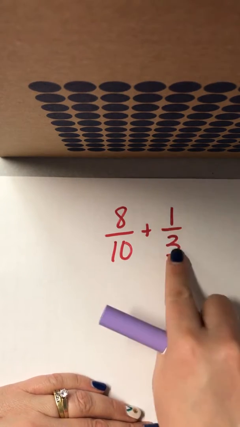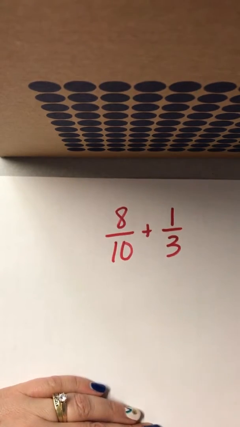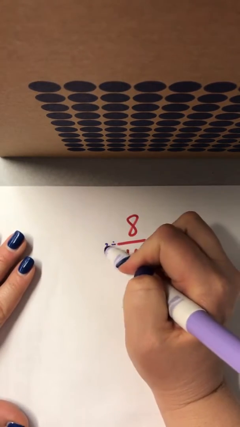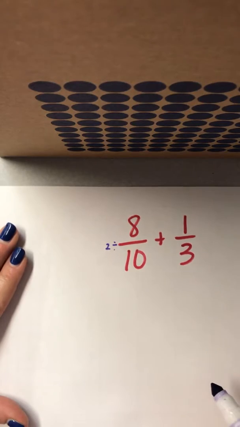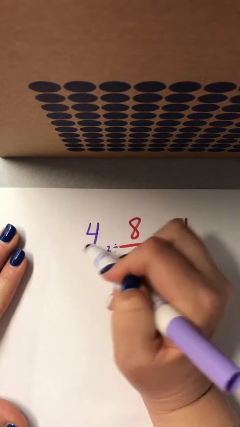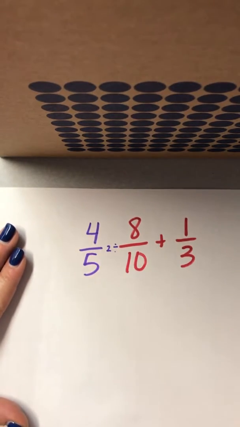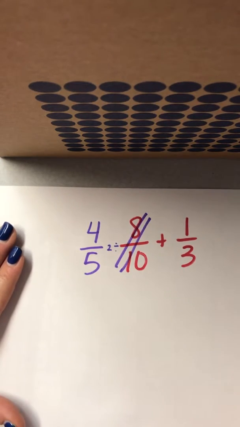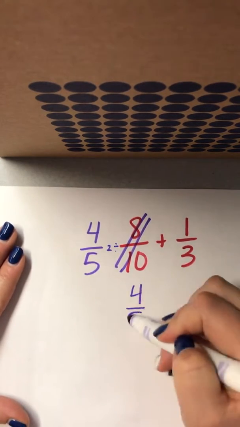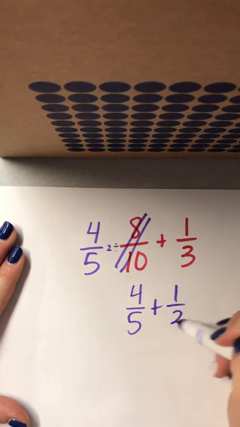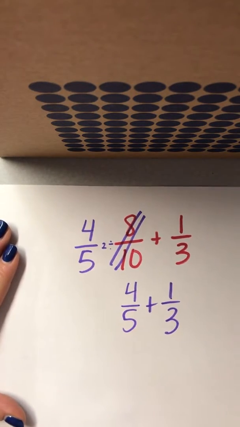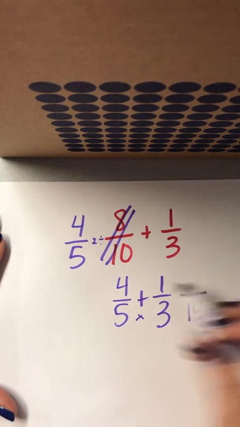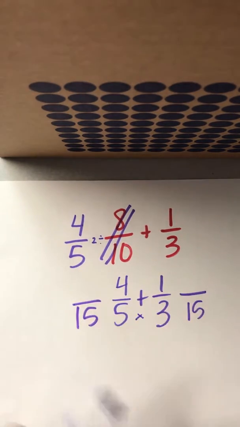So then I like to look at the fractions and say, can I simplify them first? And if we look at 8/10, these are both even, so I can divide both parts by 2. Half of 8 is 4, and half of 10 is 5. So I could change out 8/10 for 4/5. And then I'm going to be working with easier numbers. Okay? So now I can do 5 times 3, and I get 15. So I'm going to change them both to 15ths.